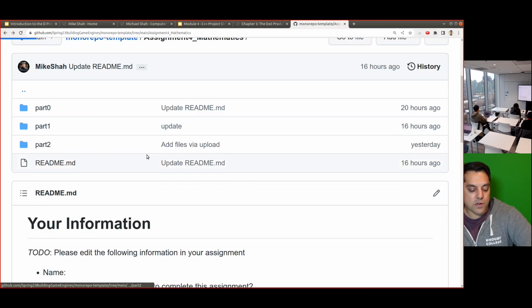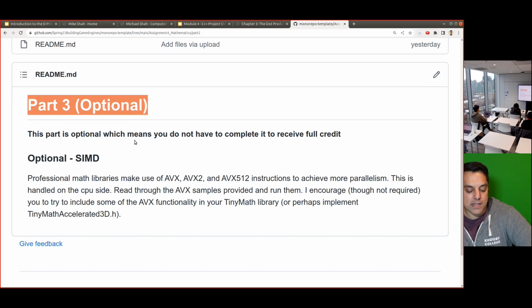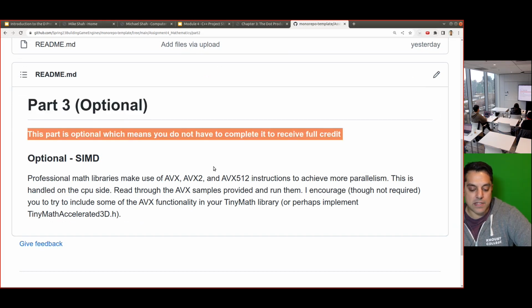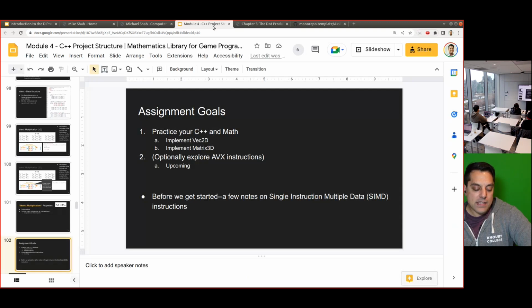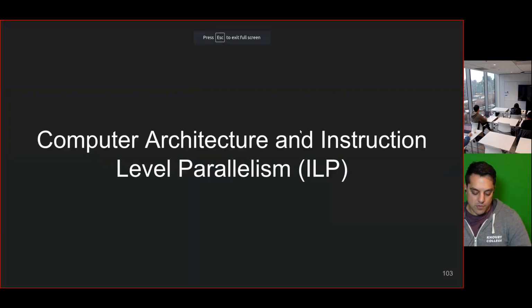Now, part 2 is just a series of optional activities, again, meaning you don't have to complete it. But I at least want to give you a quick overview of some of the stuff that does go into game engines, and specifically the math libraries, which is this idea of instruction level parallelism.